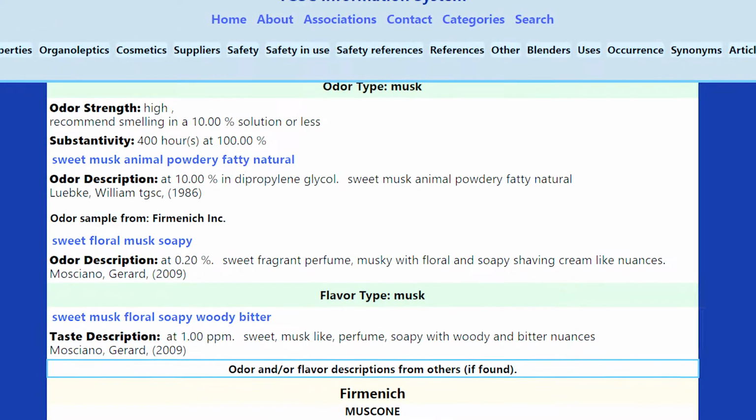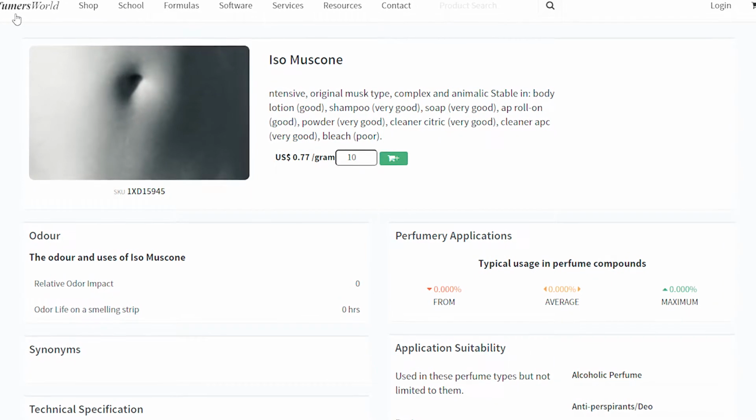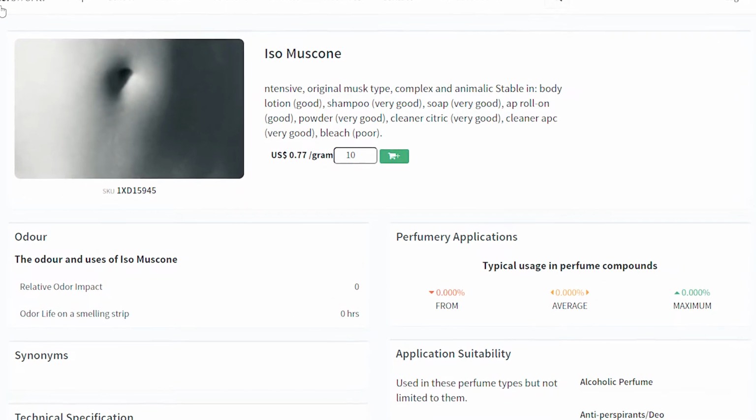Today we're looking at some more oils which can be used to create a human accord. The first two oils are Muscone and Muscone. These are two musks. They are likened to the natural Tonkin deer musk. However, they don't replicate the smell entirely, but they can be used in the reconstitution of that smell.